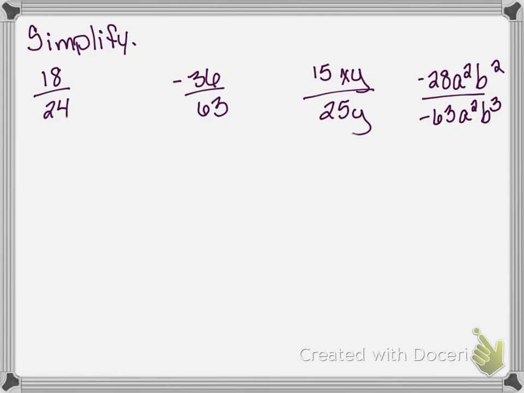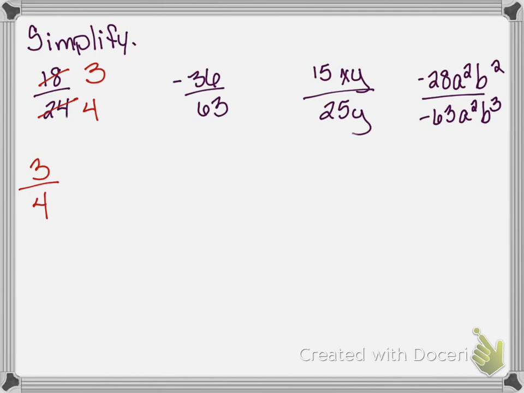What number goes into both? What number goes into 18 and what number goes into 24? And what is that? 6. An even better question might be, what's the largest number that goes into both 18 and 24? The answer is 6. So I ask myself, 6 goes into 18 how many times? 3. And 6 goes into 24 how many times? 4. So 18 over 24 simplifies to 3/4.